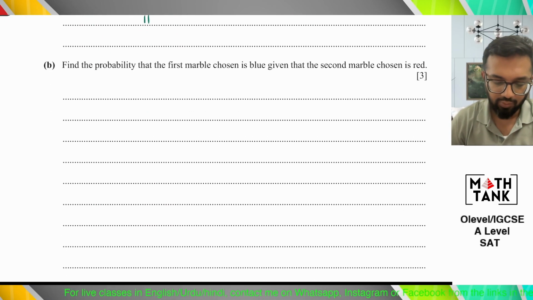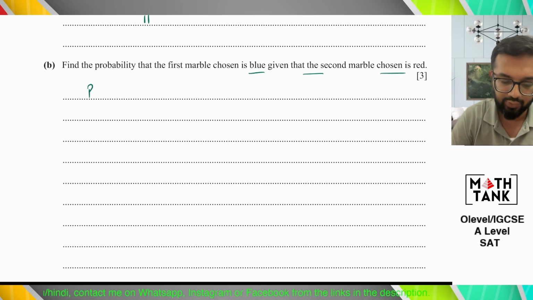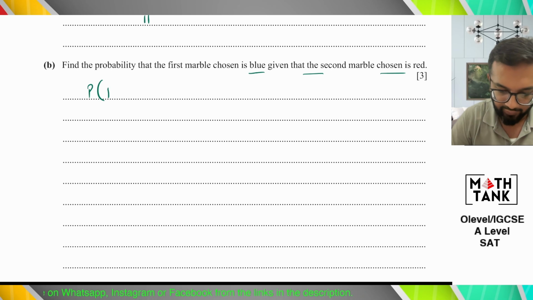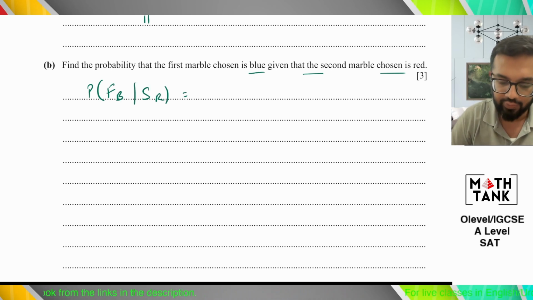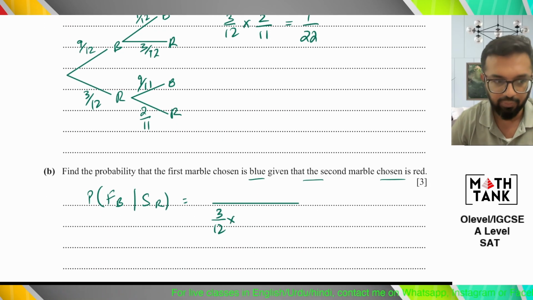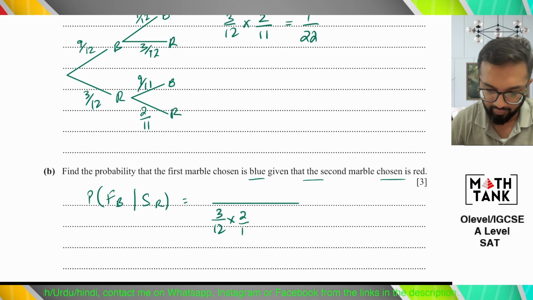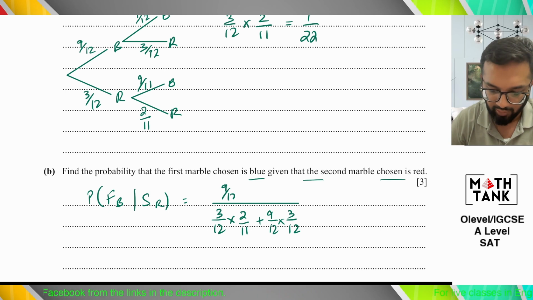Find the probability that the first marble chosen is blue, given that the second marble chosen is red. So the probability that the first is blue, given the second is red. The second being red has to be calculated first, so you calculate the denominator first. Second is red is 3 over 12 multiplied by 2 over 11 plus 9 over 12 multiplied by 3 over 12. The first is blue is 9 over 12 times 3 over 12.